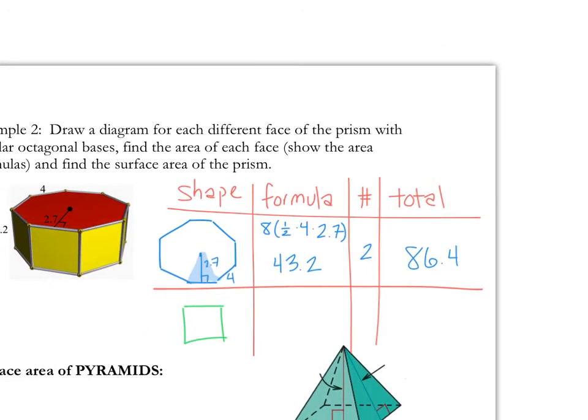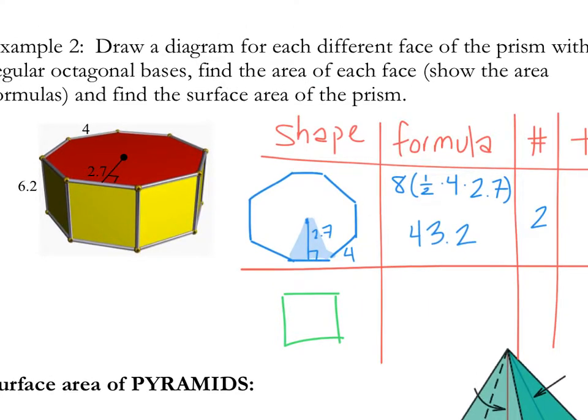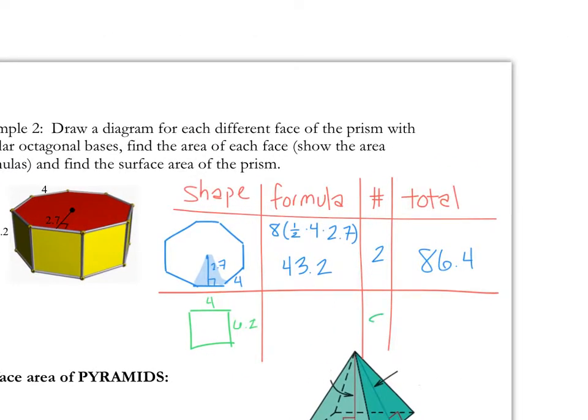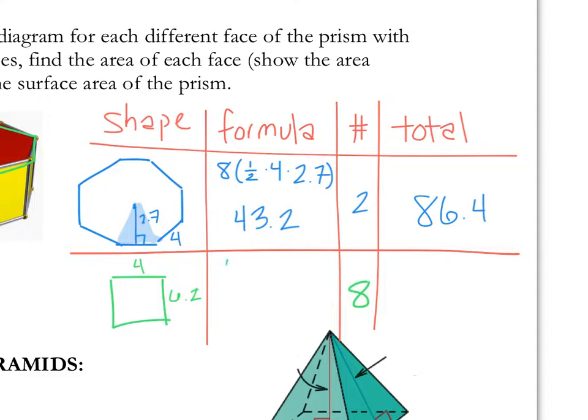That is the area of the octagons, and now I need the rectangles. If we look at the figure, you see the rectangle is 4 by 6.2. And if I count all around on the outside, I should get 8. There's 8 sides of the rectangle, so that means there's 8 rectangles. So rectangle, base times height, 4 times 6.2, and I get 24.8, and then I multiply that by 8, and I get 198.4.